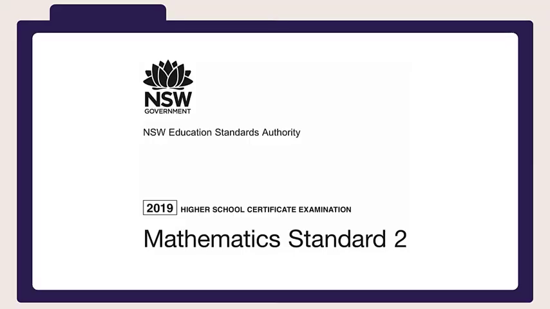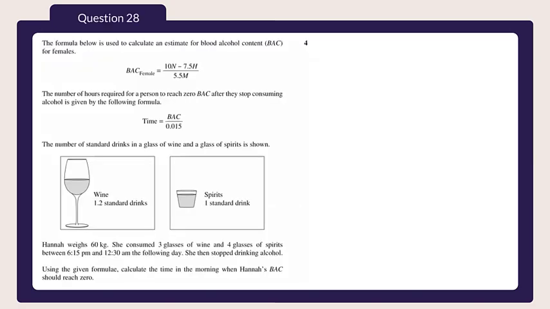Hi everyone, in this video I'm going to be looking at the 2019 HSC Standard Mathematics 2 exam, and in particular question 28. Now this question is a blood alcohol content problem. It is worth 4 marks. So I suggest that you pause the video now and go through the problem before watching the rest of the video.